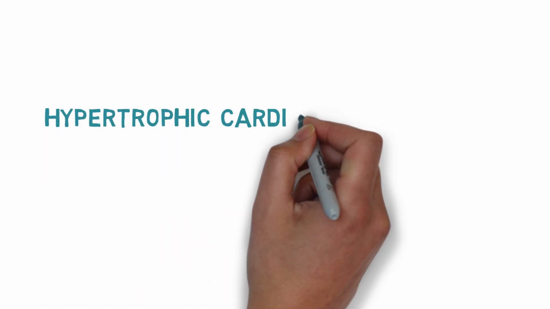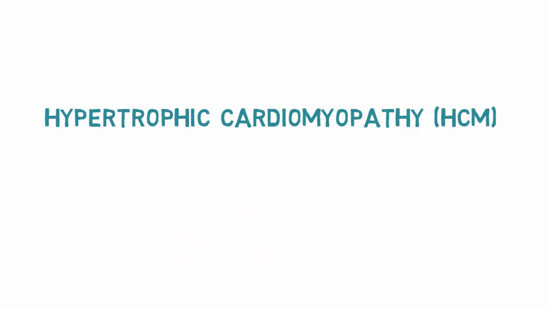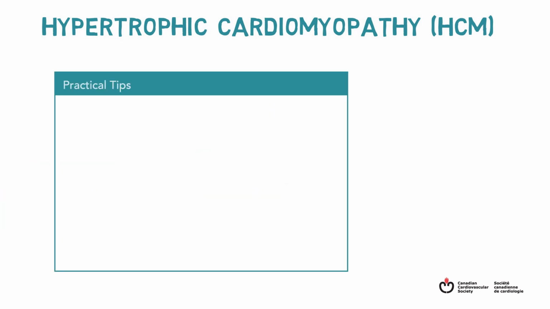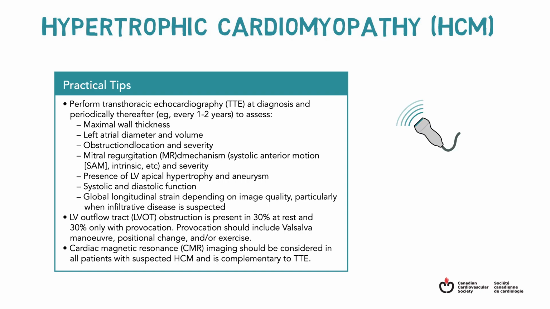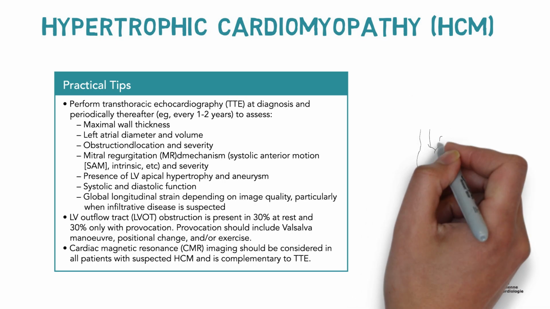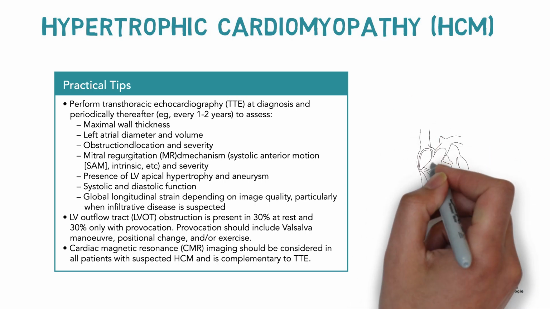The next section of the Hypertrophic Cardiomyopathy Clinical Practice Update revolves around diagnostic testing. The practical tips suggest that transthoracic echocardiography should be done at diagnosis and periodically thereafter, every 1 to 2 years. Assessment includes that of maximal wall thickness.